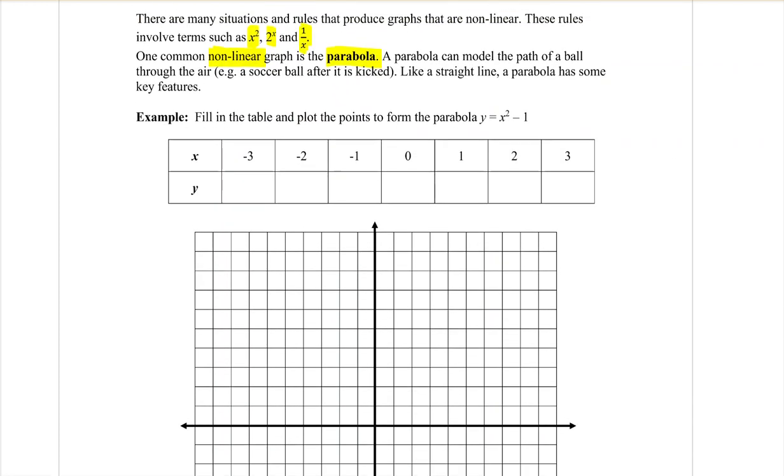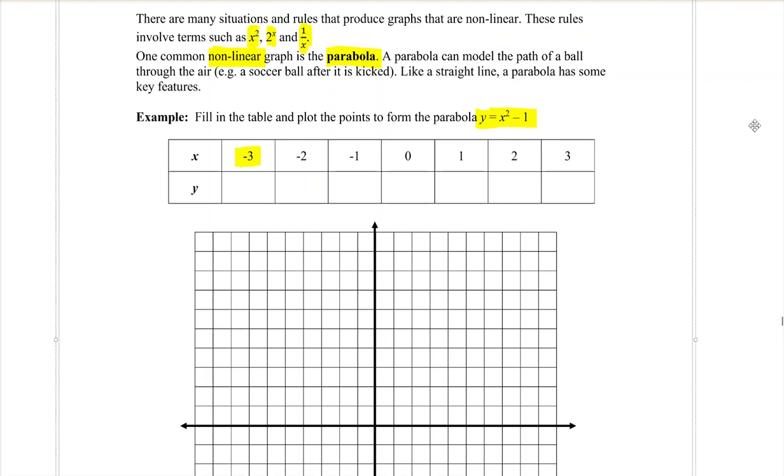Remember when we did a straight line? The first time we did it with one of these tables. So we're back to our table again. I've given you an equation, which is y is equal to x squared minus 1. And I've given you a whole bunch of x values there that we need to sub in. The first x value is minus 3.